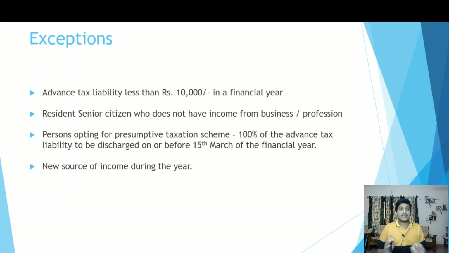And there is one more interesting exception, that is new source of income during the year. Let us say I start my business only on 1st of October. So the two due dates of advance tax have already been passed before the commencement of the business itself. So sitting in June or September, I can't project my profits, which I have not even started. So the first two due dates I will be exempted, and the due dates falling after the commencement of my business, that due date has to be discharged. So the 15th of December and 15th of March, 75% and 100% respectively, advance tax liability has to be discharged. First two due dates will be exempted.